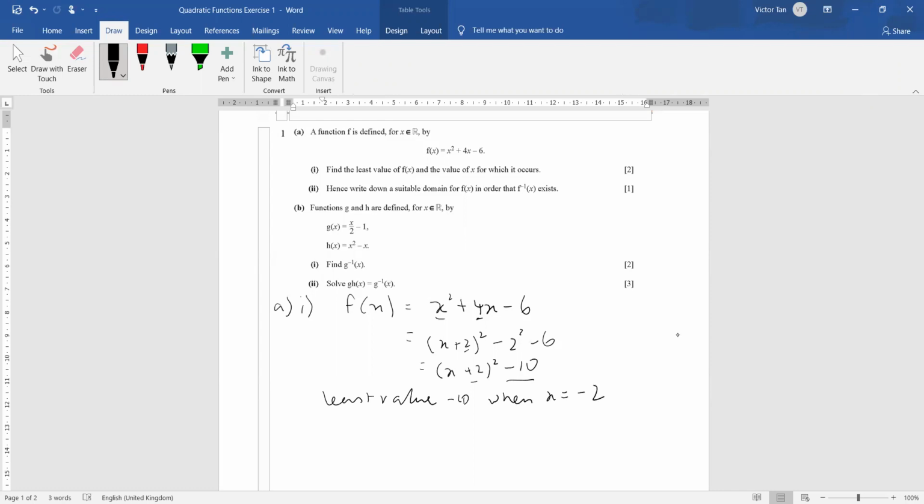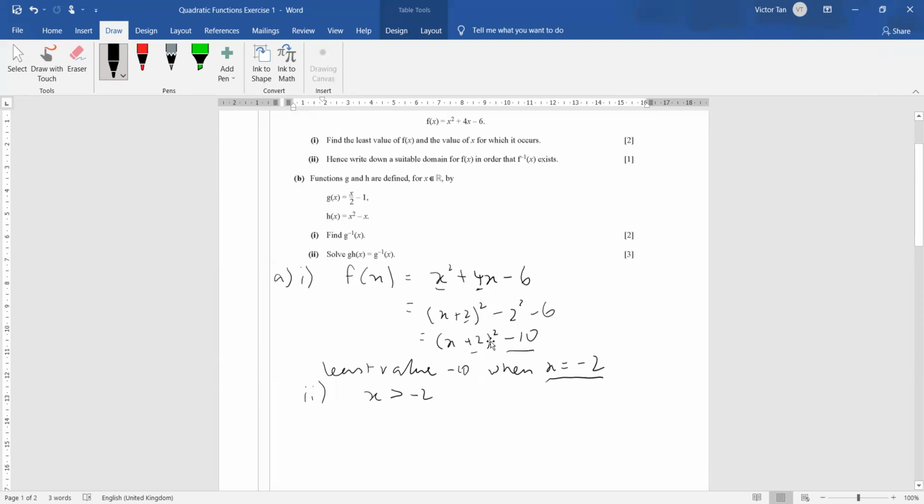Okay, hence write down a suitable domain for f(x) in order that f inverse x exists. So it must be a function that is one-to-one. So it can be any numbers larger than -2, or any numbers smaller than -2. So I will just choose x larger than or equal to -2, simple.